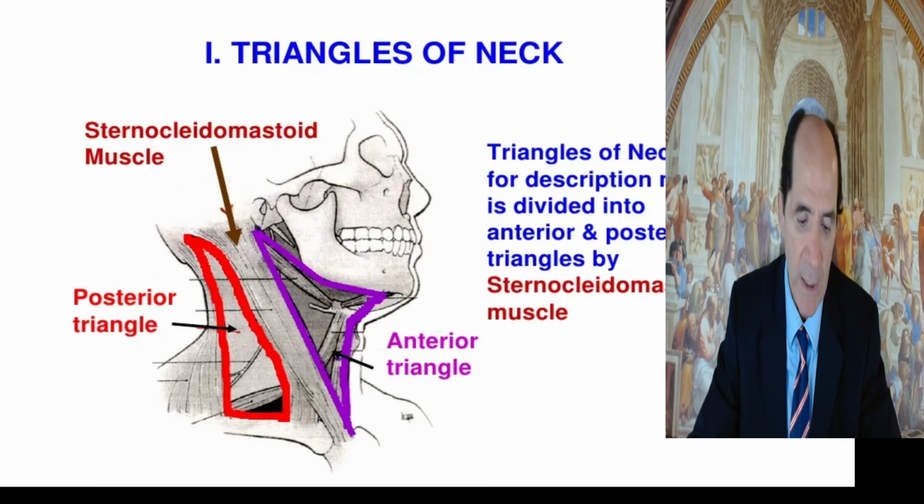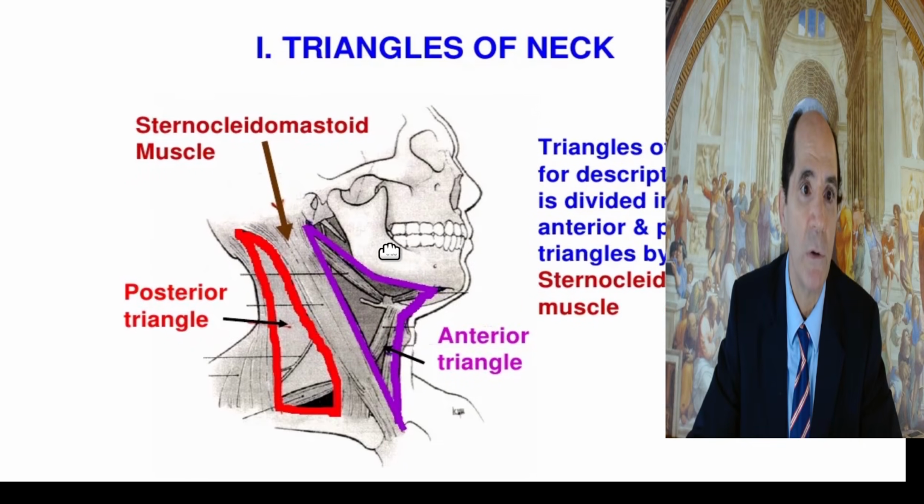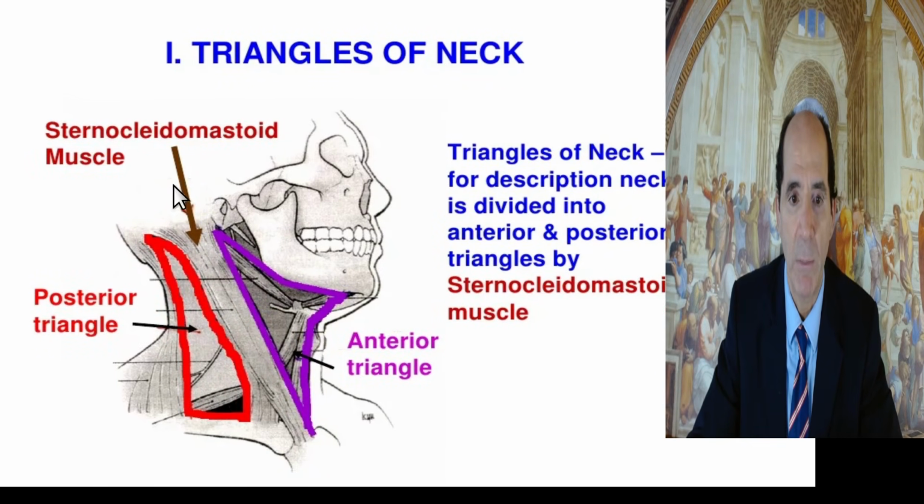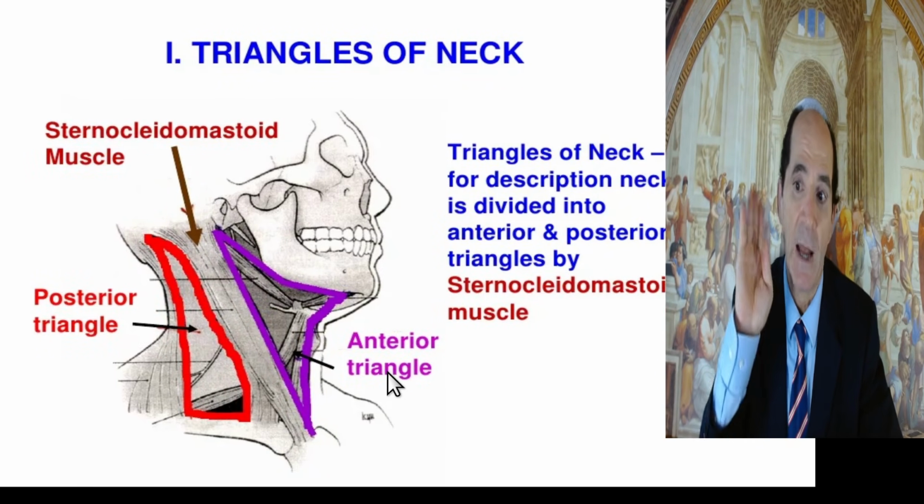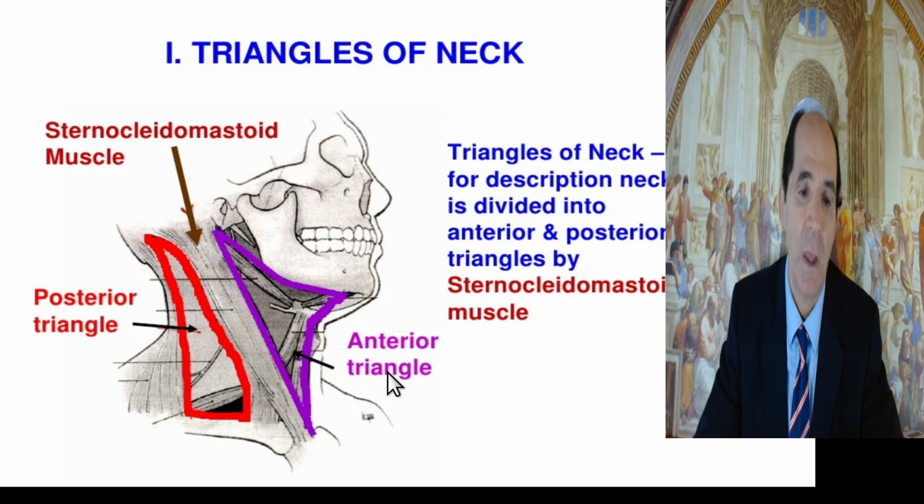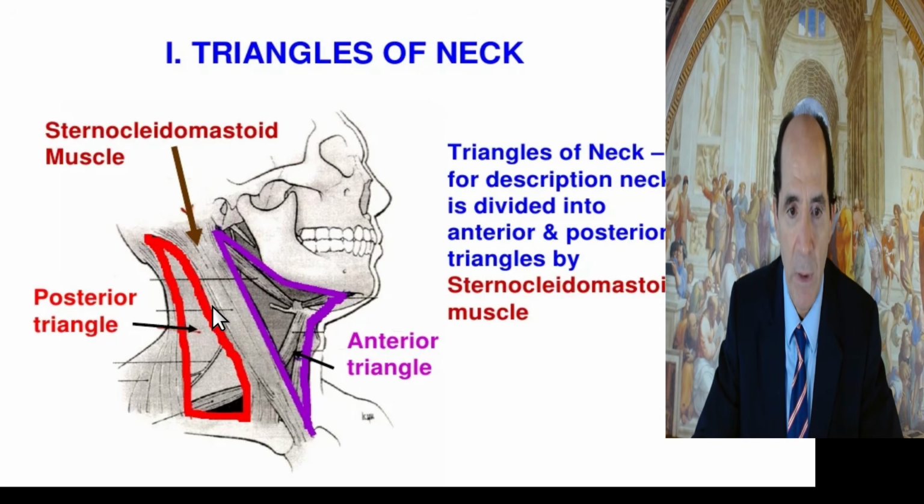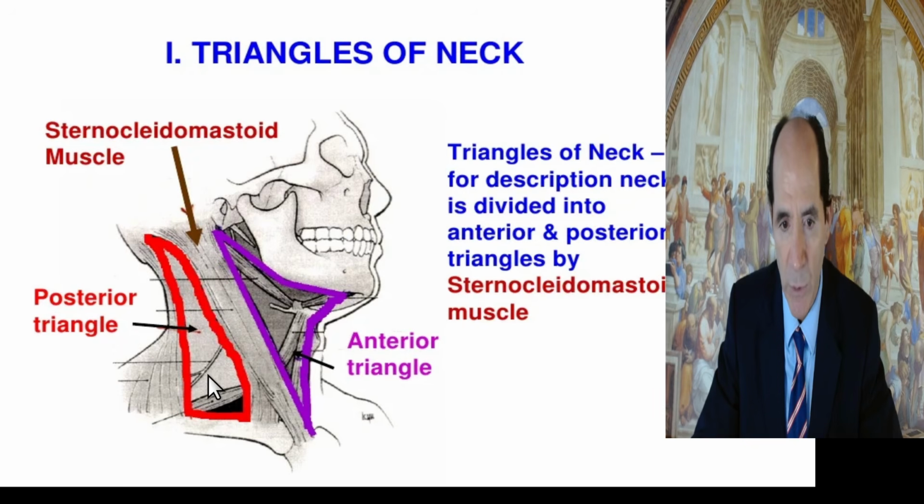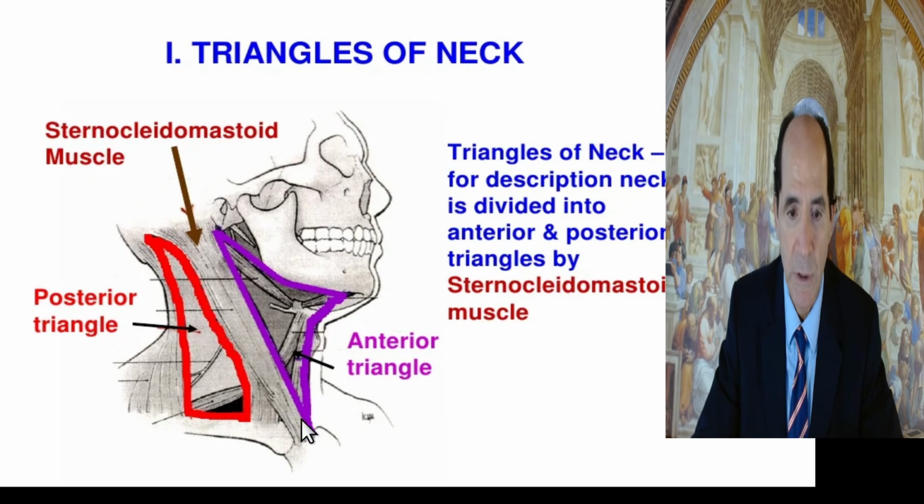When you're talking about neck anatomy, you're going to talk about triangles. And the important thing to know is that the sternocleidomastoid muscle is the dividing line. It comes down at a diagonal, and it divides the neck into an anterior triangle and a posterior triangle. The name totally makes sense for the muscle. Sterno, because it attaches to the sternum. Cleido, because it attaches to the clavicle. Mastoid, because the upper part attaches to the mastoid bone of the skull.